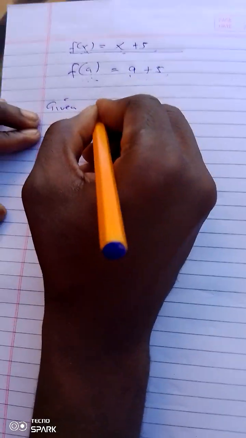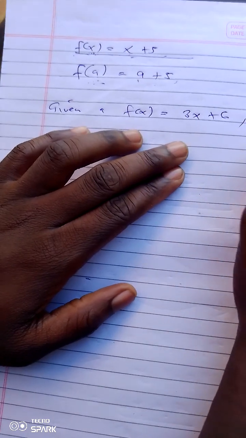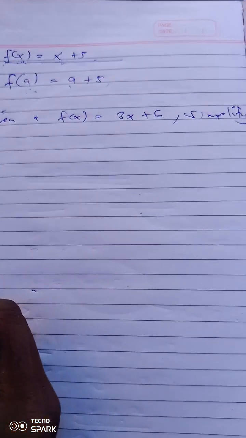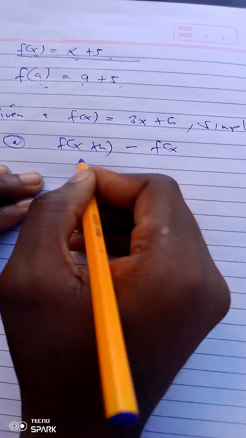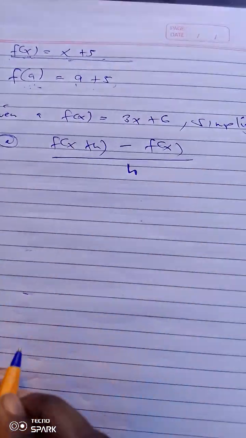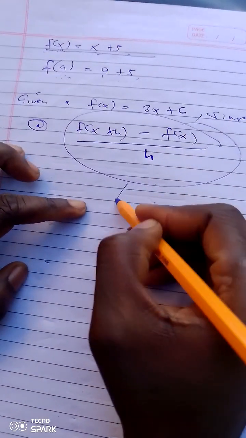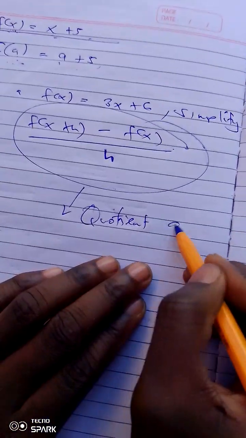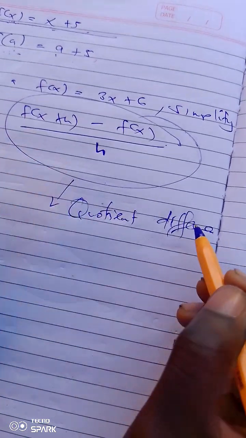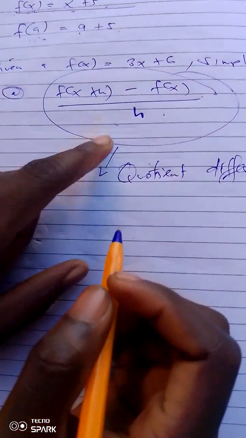What you'll be told, they can give you a function. Say, given a function, f of x is equal to 3x plus 6. Simplify f of x plus h minus f of x over h. One thing you have to understand is, in calculus, this is known as a quotient difference. Sometimes I might be using the word quotient difference. Just know that I'm talking about this whole thing, f of x plus h minus f of x over h.